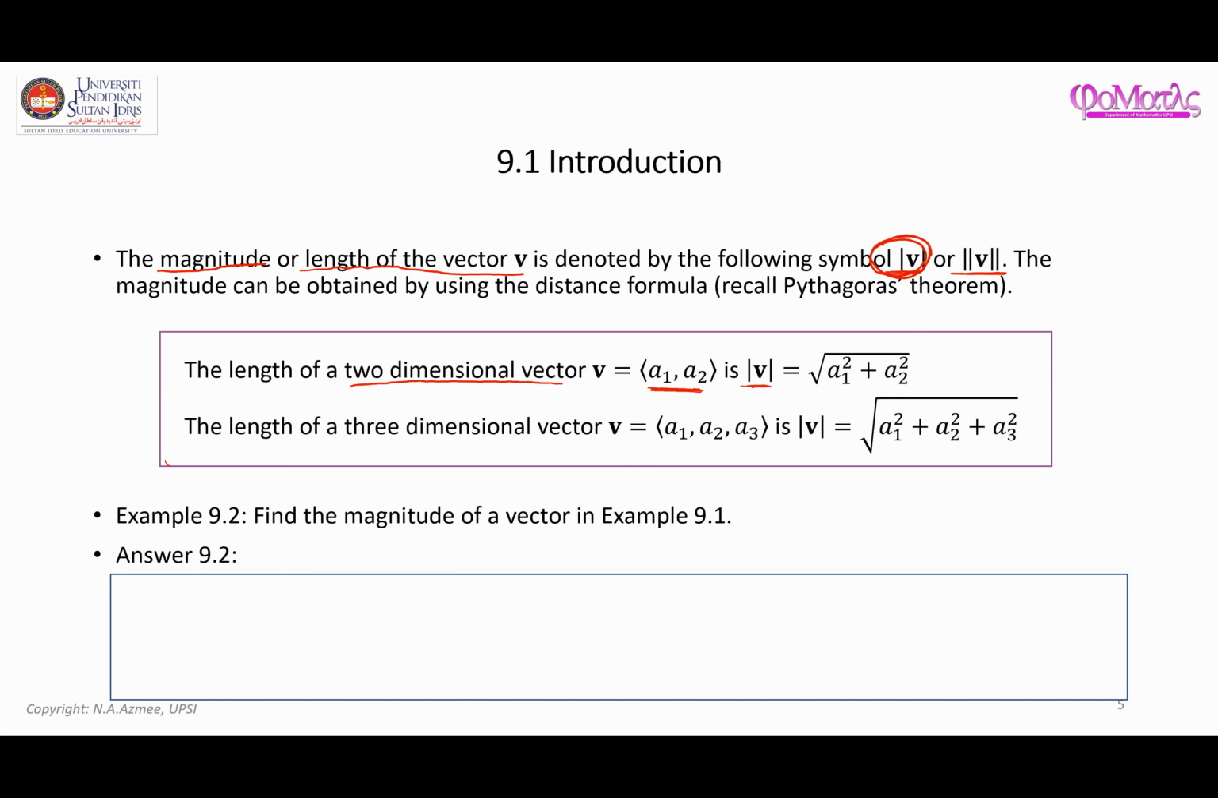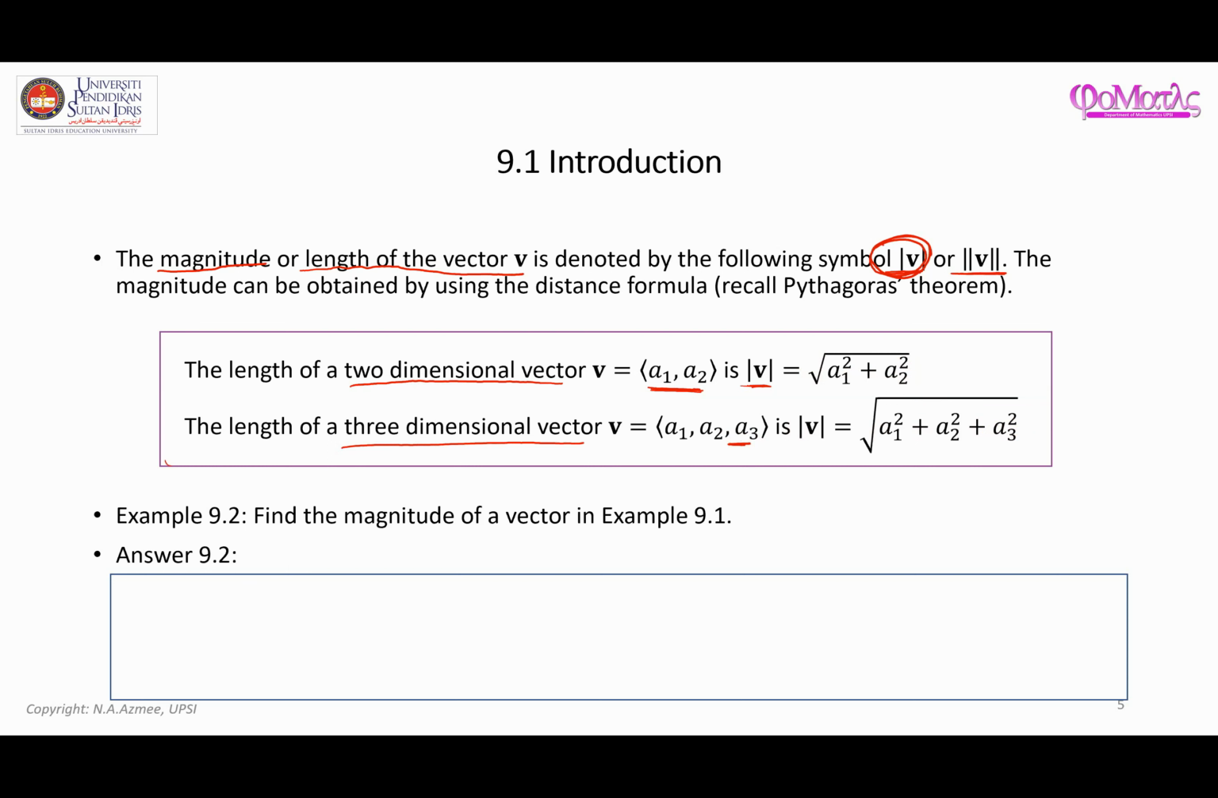And if you extend this to a three-dimensional vector, you only have an additional component, a3 squared. So this is the third component. You just simply add this up into this formula. So very simple and quite straightforward.